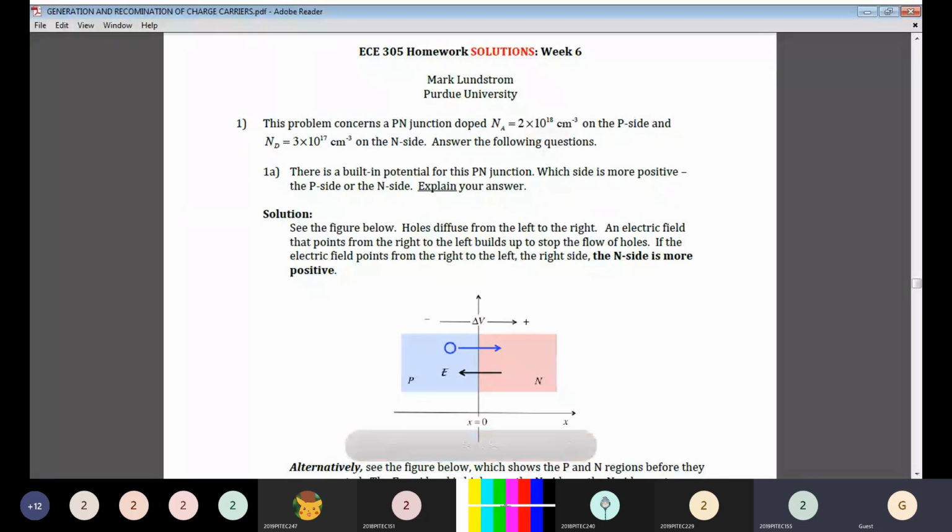So now look upon the diagram. The holes will be diffusing from the left to the right side, and the electric field will be pointing from the right to the left side. So if the electric field points from the right to the left, the right side, the N side, is more positive. This side is more positive.